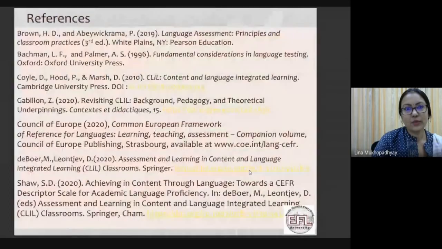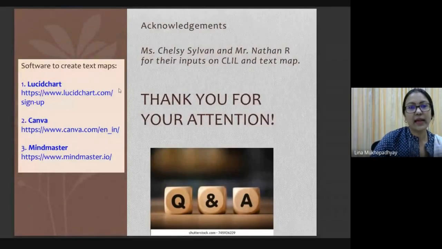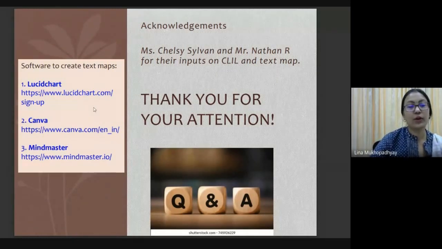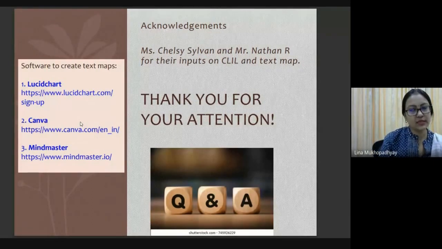Right, so I'll end with this. These are my references. For the text map, I used MindMaster, but these are resources for you as teachers. I'm sure many of you are already using them. If you are not, you could access them, create your sample text map, and use it to gauge the level of improvement in your learners' responses.